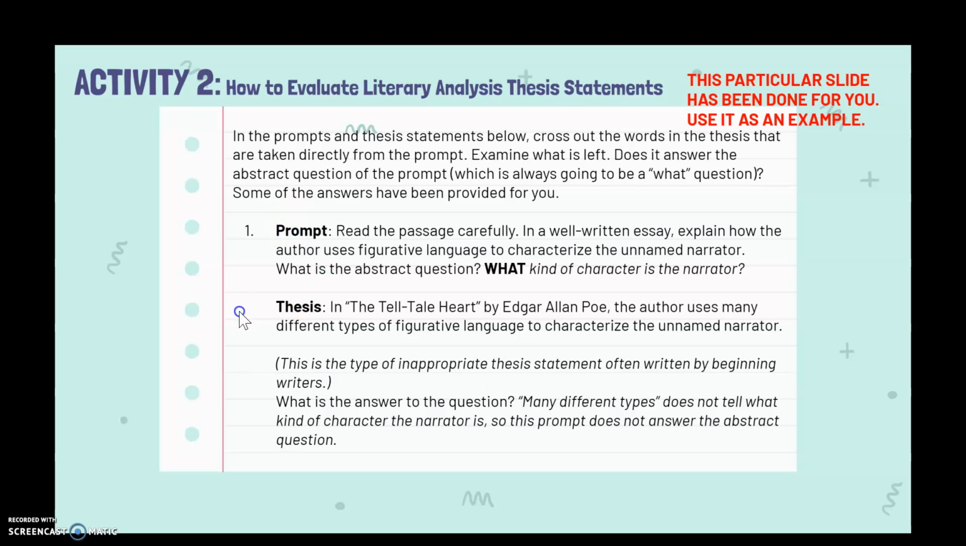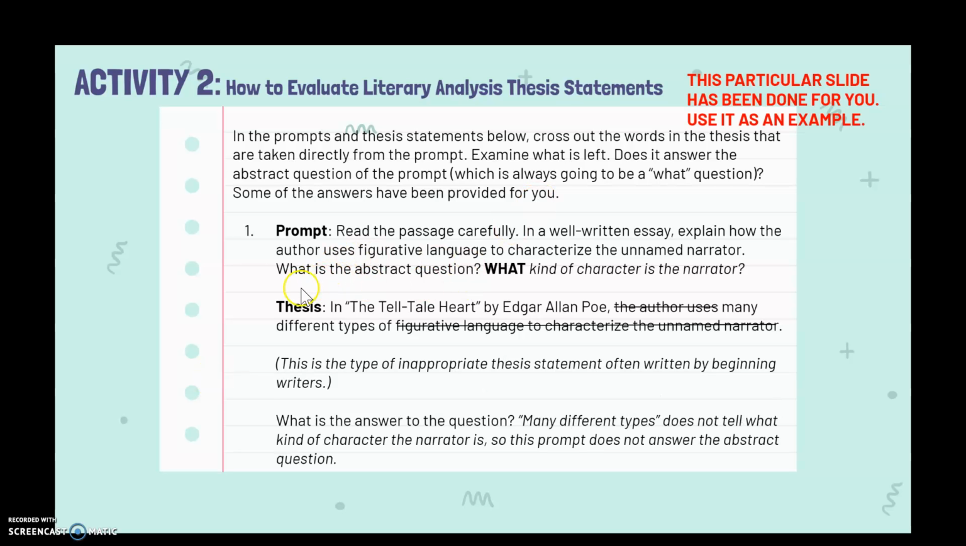So here's our prompt. Read the passage carefully. In a well-written essay, explain how the author uses figurative language to characterize the unnamed narrator. What is the abstract question? What kind of character is the narrator? Okay, so you're going to have the question in several slides of what's the abstract question. Right here is where you would answer it. The abstract is what kind of character is the narrator.